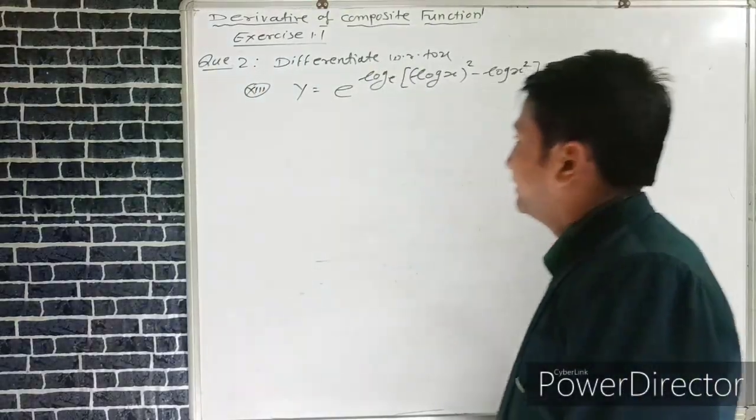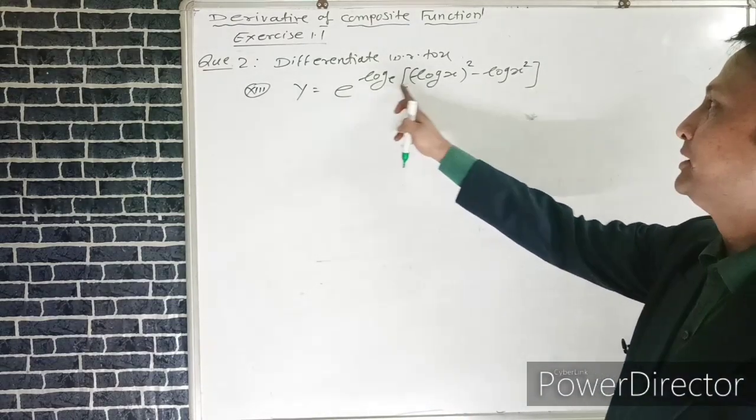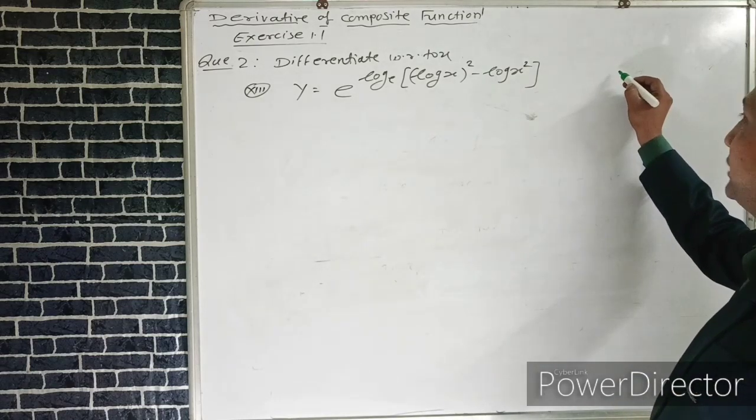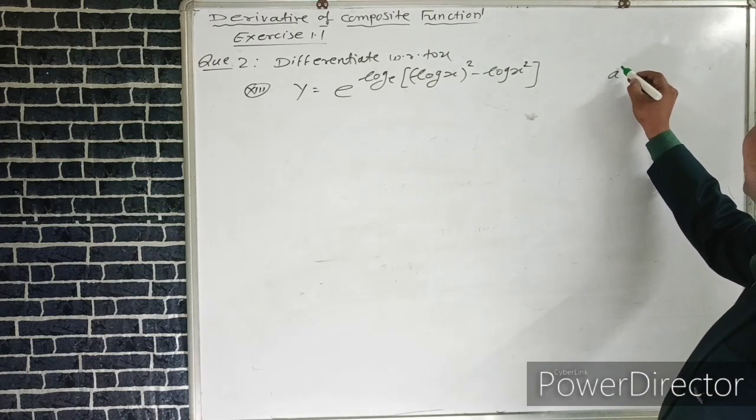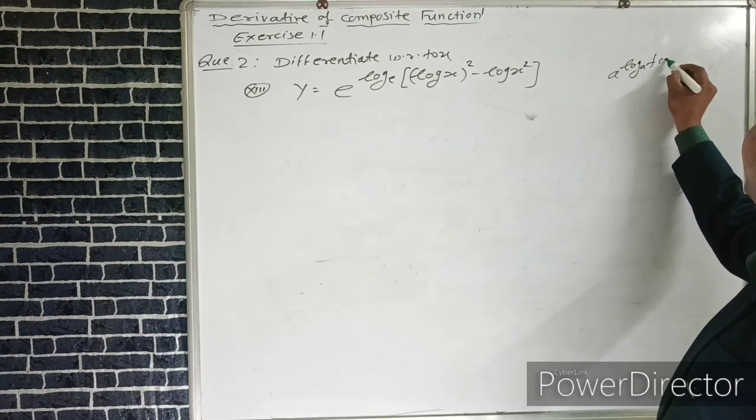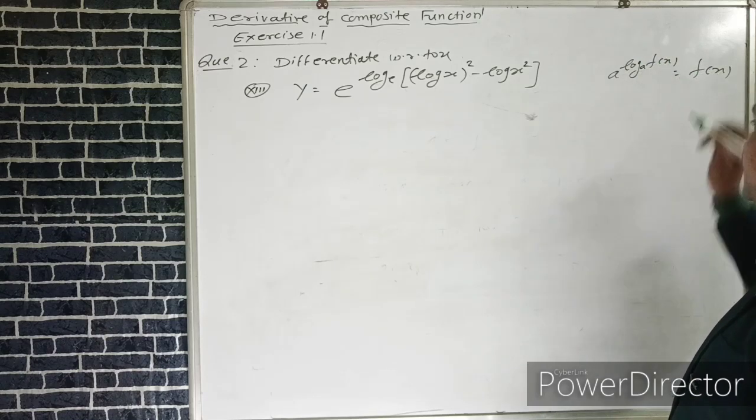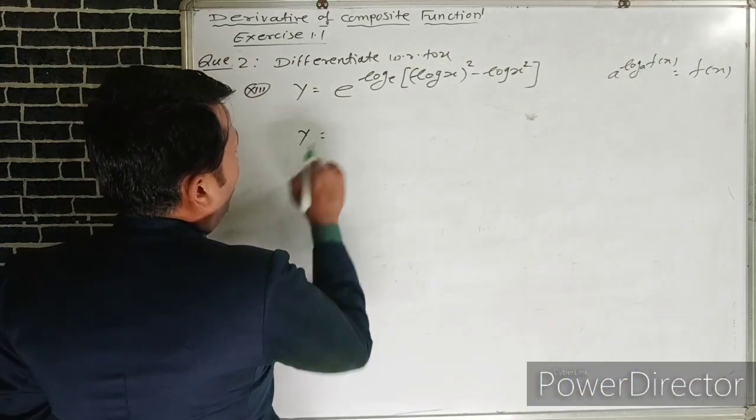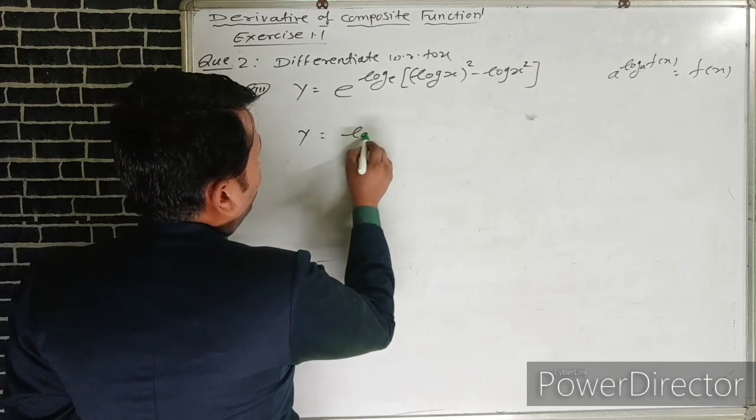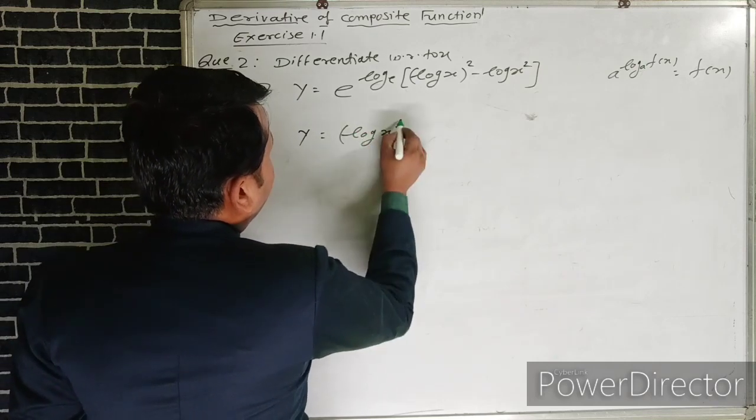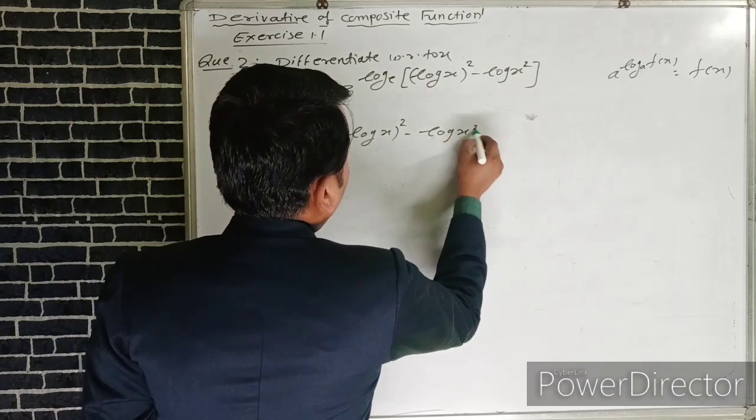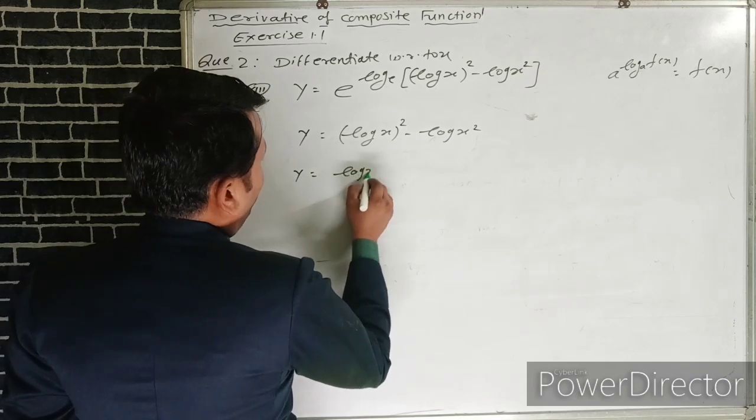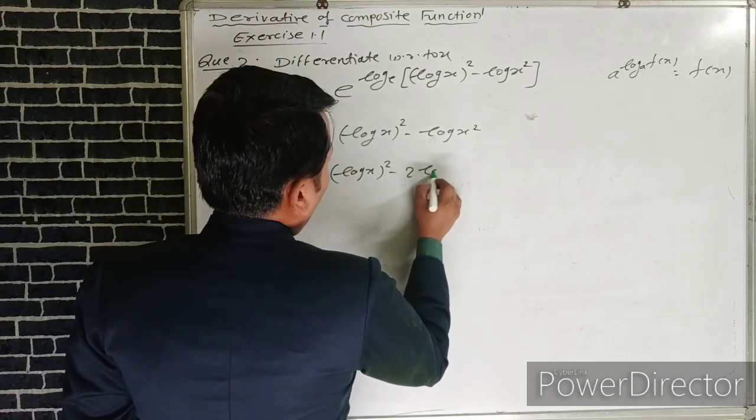After that, next example, y is equal to log base e of log of x bracket square minus log of x square. We know that a to the power log base a of f(x) is equal to f(x). Hence we can write here e to the power log base e means y is equal to log of x whole bracket square minus log of x square. Again this function we can write y is equal to log of x square minus 2 log of x.